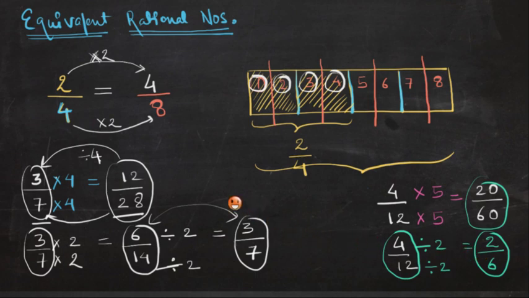And not only this, 20 upon 60, 4 upon 12 and 2 by 6 are all equivalent rational numbers. So finally, I would summarize this entire thing by saying that if you multiply a given rational number, both numerator and denominator, with the same value, you would get another rational number that is equivalent to the given rational number. And also I can divide both numerator and denominator by a fixed value, and if that number properly divides both these numbers, then I would get another rational number which would be equivalent to the original rational number. So this is the concept of equivalent rational numbers, and I hope this is clear.